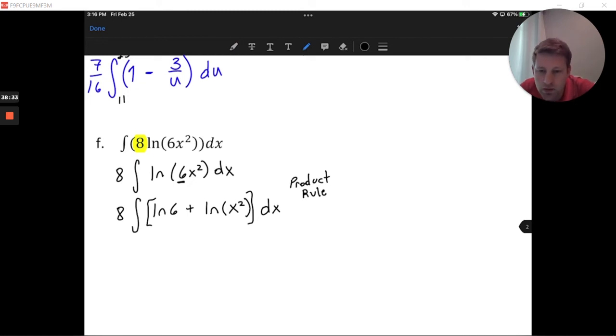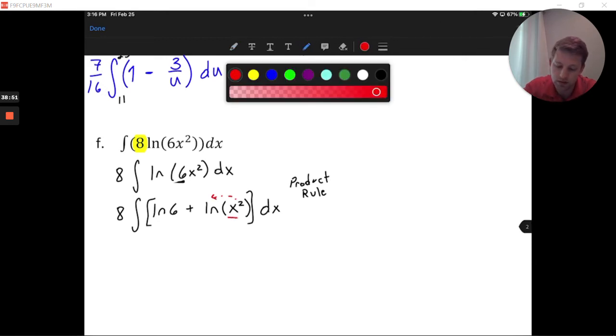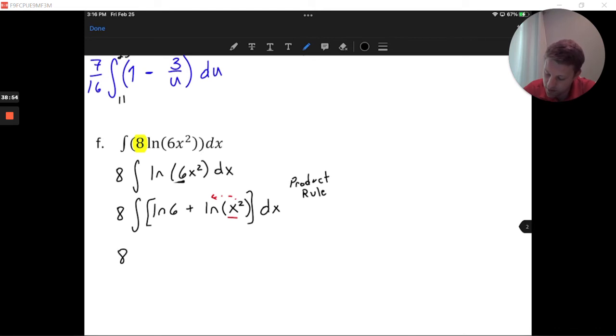The next thing we can do is go one step further and utilize the power rule for natural logs. Notice that we have an x squared inside the second natural log, and we can use that power rule to bring 2 out as a constant multiple. And that's what we'll do in the next step. So we have 8 times the integral of the natural log of 6 plus 2 natural log of x, dx.